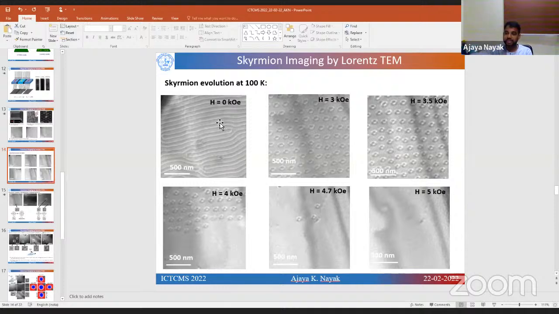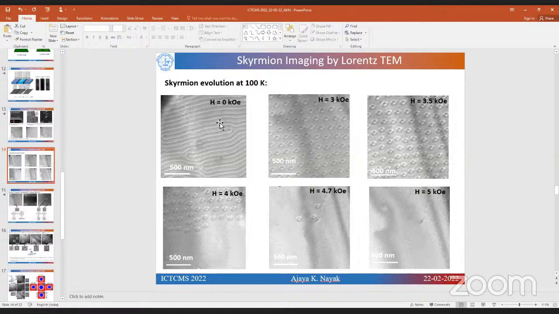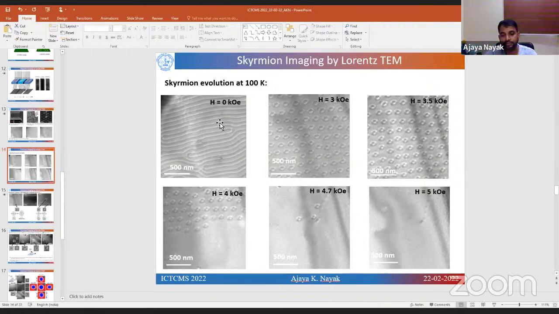About the second question, surface or bulk: they are throughout the sample, because the TEM we are measuring is in transmission mode. Transmission means we are looking throughout the sample, so we can imagine they are like cylinders throughout the sample.